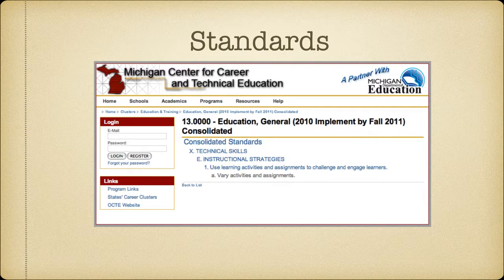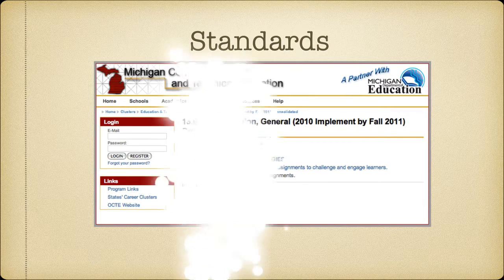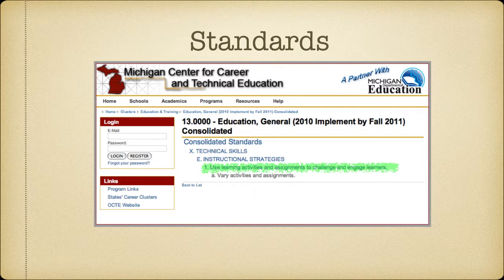Okay, and so then, although this is an older picture of the Michigan Center for Career and Technical Education, or what we now call the MCCTE Navigator, you will notice that this looks pretty familiar from what we examined in class. So where I've gone is I've gone to the Educator General Standards. And just to give you an example of how to do all this, I'm going to use that particular standard. It's under technical skills, instructional strategies, and then the standard is use learning activities and assignments to challenge and engage learners.